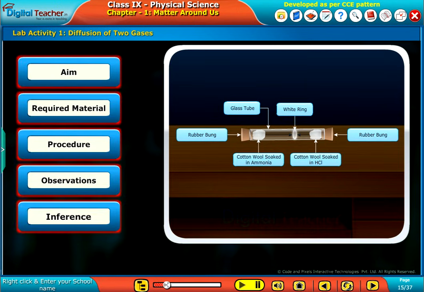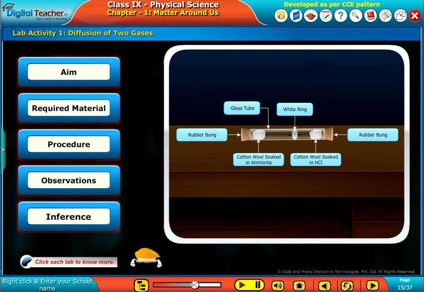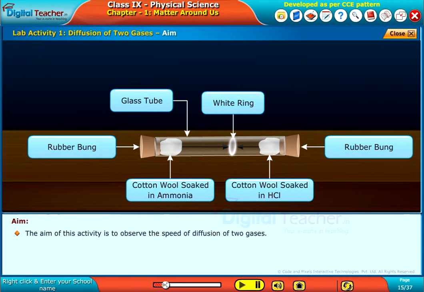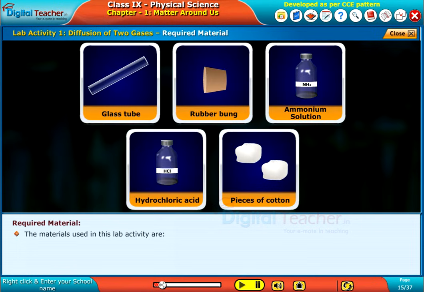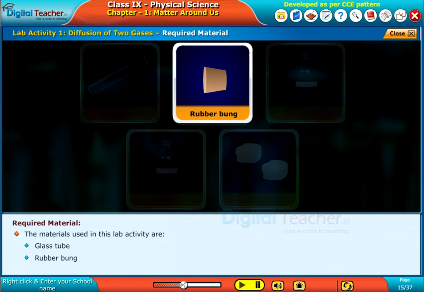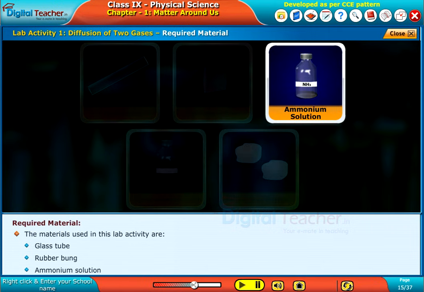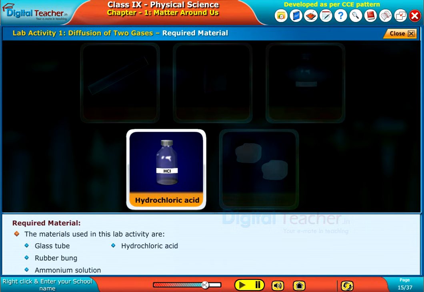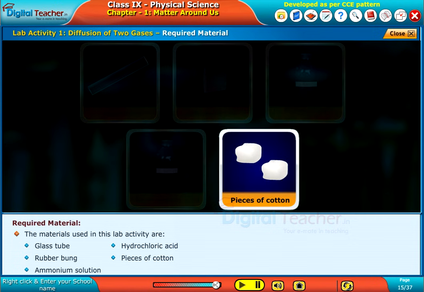Let us do a lab activity to observe the speed of diffusion of two gases. Click each tab to know more. The aim of this activity is to observe the speed of diffusion of two gases. The materials used in this lab activity are glass tube, rubber bung, ammonia solution, hydrochloric acid, pieces of cotton.